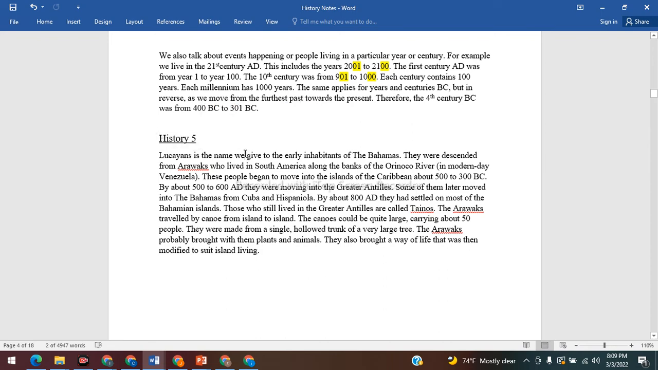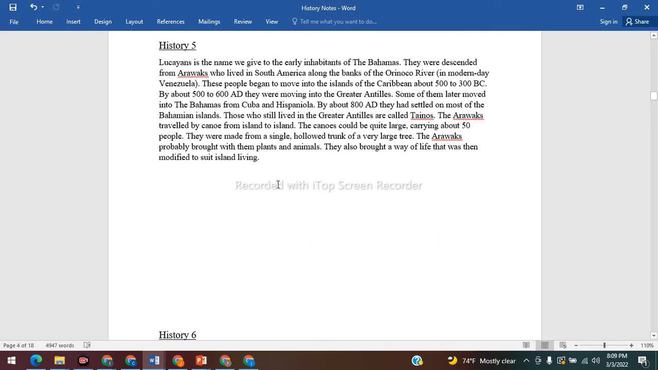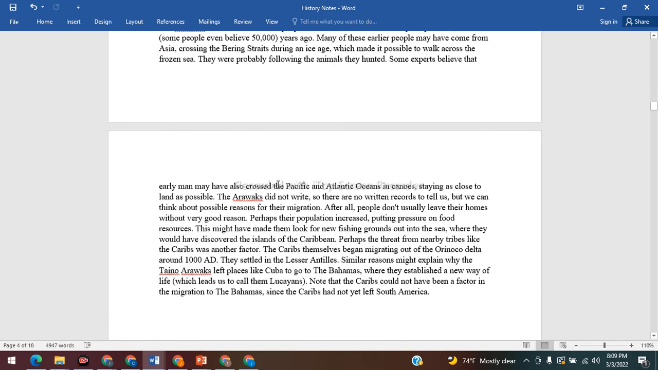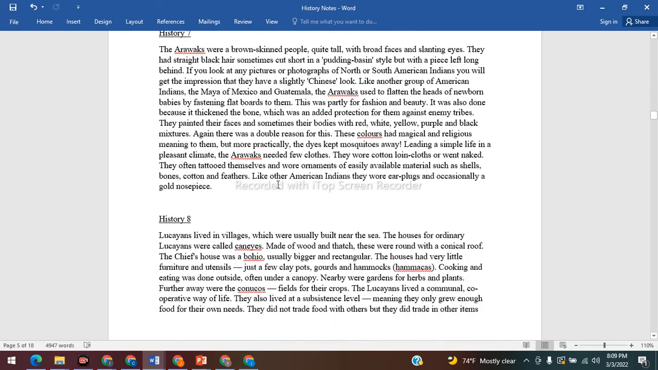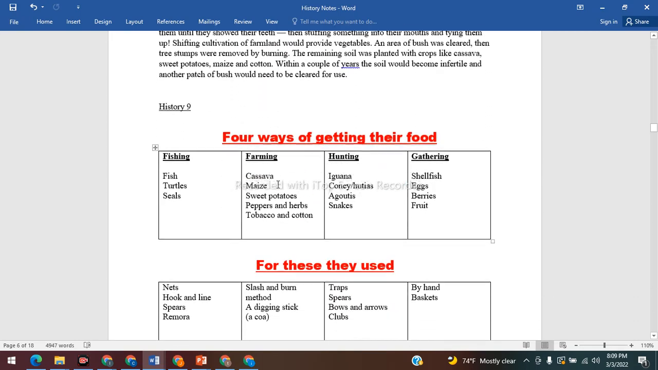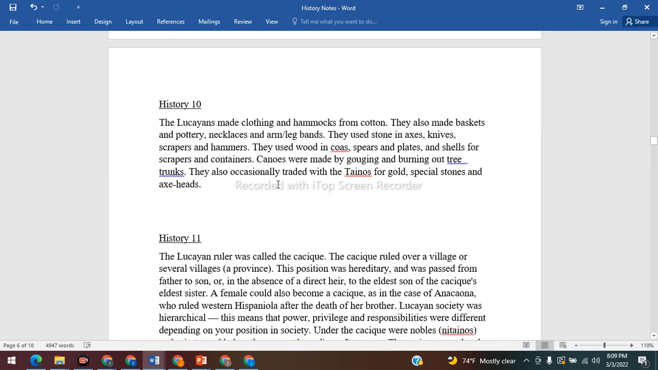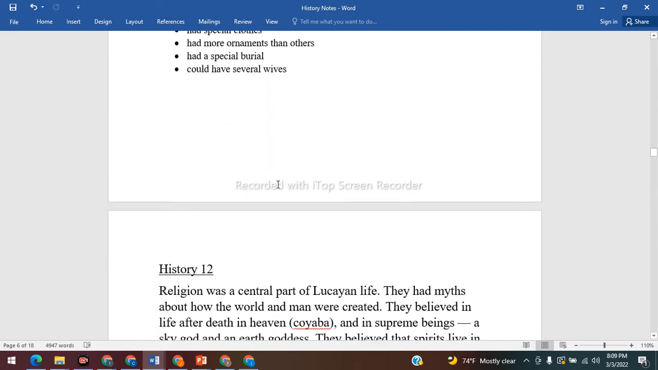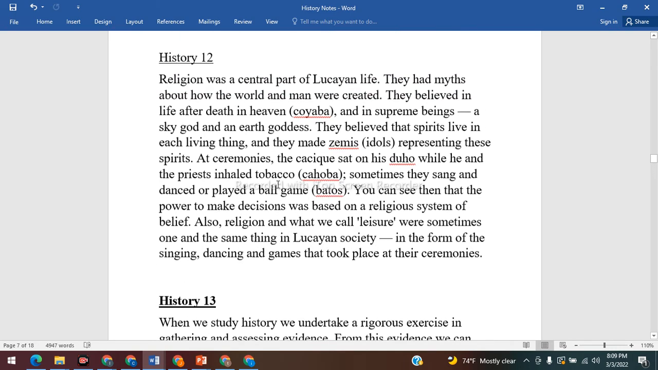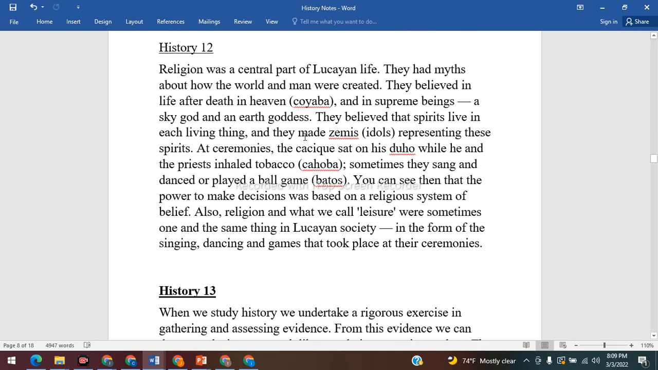We talked about how they got here, where they used to live, and how they came from South America, and we also talked about their clothing, their diet, their leadership, and all that stuff. How they got food, how they made hammocks, the cacique and his privileges, how religion was a part of their life, and they had ideas of heaven, and they played ball games, and how religion and leisure were integrated, like they participated in them as one.